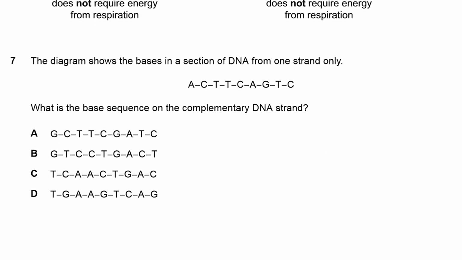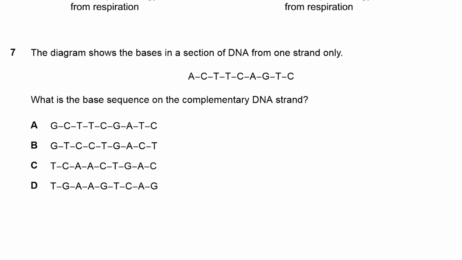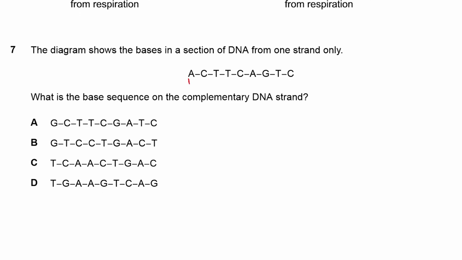Number 7 says, the diagram shows the bases in a section of DNA from one strand. What is the base sequence on the complementary DNA strand? Always A is paired to T, C is paired to G. T, A, T, A, C, G, A, T, G, C, T, A, C, G. So we'll have to look at that one. T, G, A, which is actually D. So we'll choose D over here.